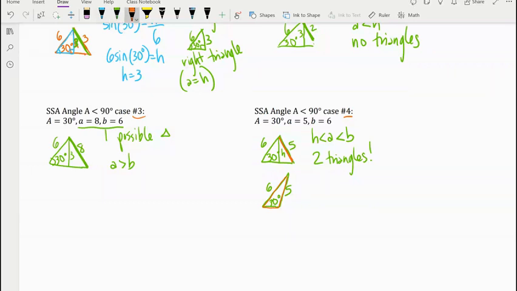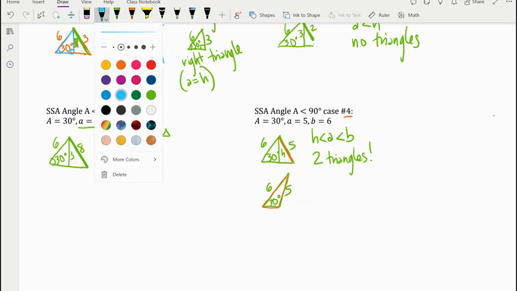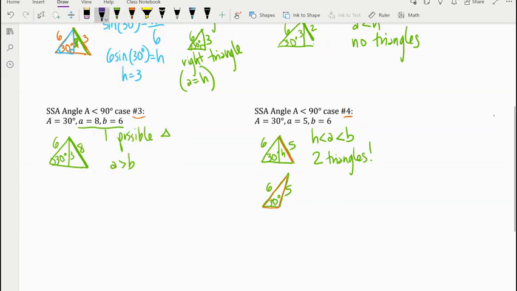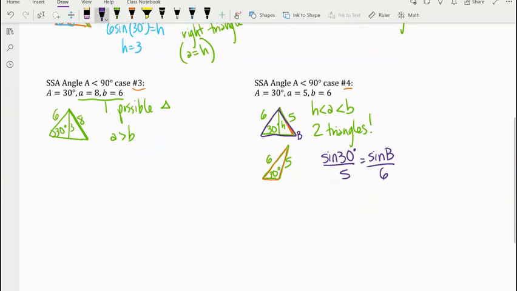So the first thing I'm going to do is solve for, I'll do it in purple, this triangle right here. Okay, so this is what I'm going to do. I'm going to say, okay, sine of 30 over 5 is equal to sine of b over 6. So I'm going to use law of sines and I'm going to start solving.